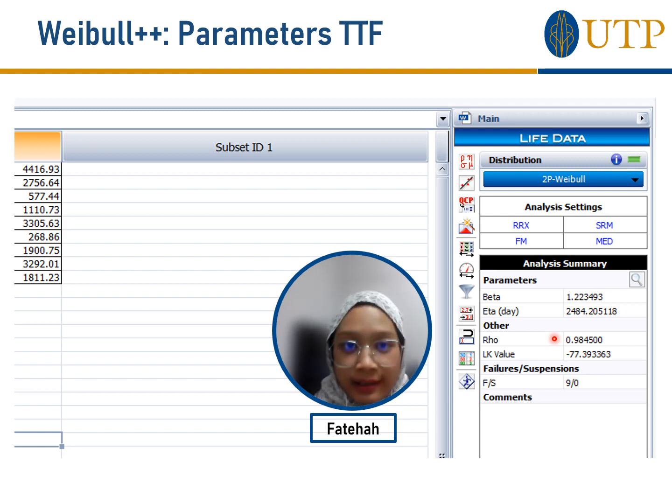For the rest of our equipment, we need to load all the TTF and MTTR data into our life data file in Weibull++ and identify which is the best fit distribution, and record the parameters to be used for our Blocksim simulation for the rest part of this project.